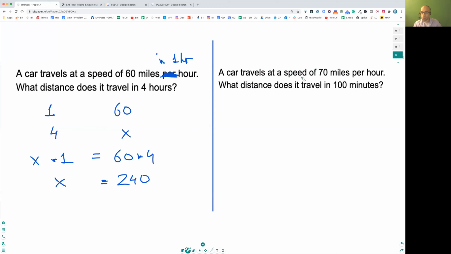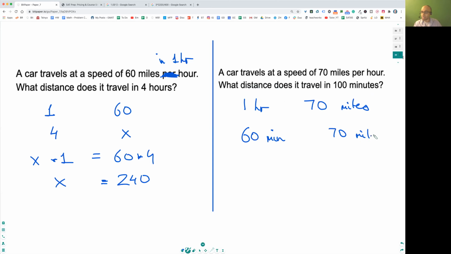A car travels at a speed of 70 miles per hour, okay? So in 1 hour, it travels 70 miles. Okay. Now, what happens next? In 100 minutes, it's asking you, so how many minutes are there in 1 hour? Okay. So that's 60 minutes. So in 60 minutes, you travel 70 miles.